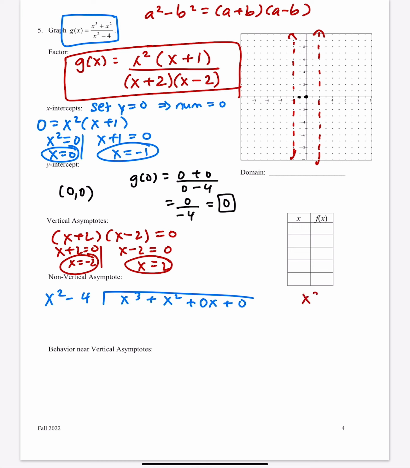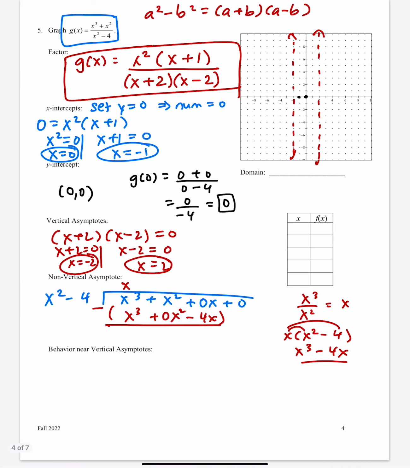So x cubed divided by x squared, right, is simply x. So that goes on top. And you take x and multiply it by x squared minus 4. And this is where it gets kind of trippy. x times x squared is x cubed. x times negative 4 is negative 4x. So we subtract x cubed, I line it up, and then I skip this one because there's no 0x squared. I'll put the negative 4x here. So I put like a 0x squared so I know that's a placeholder.